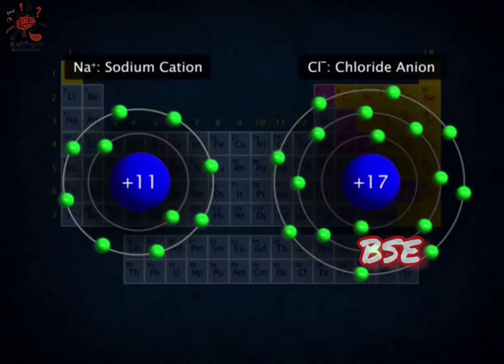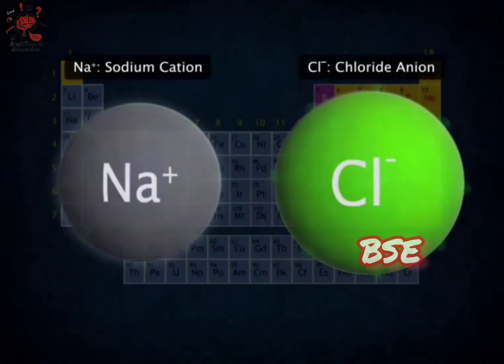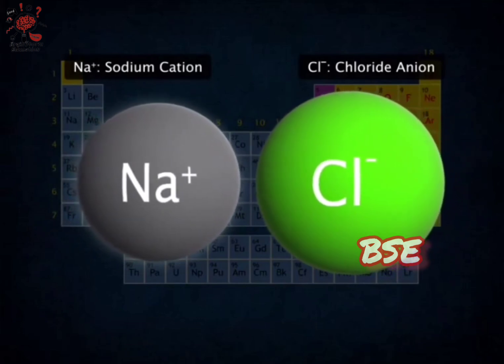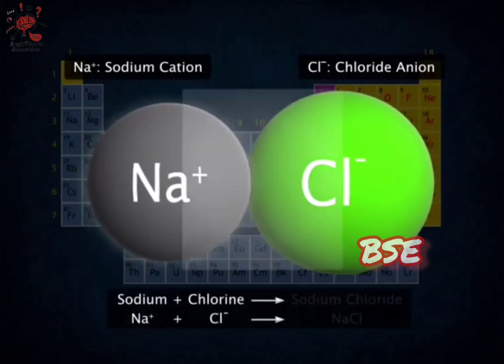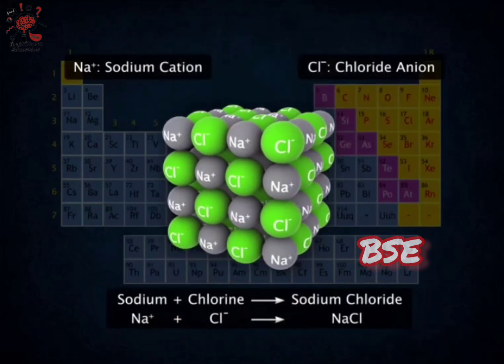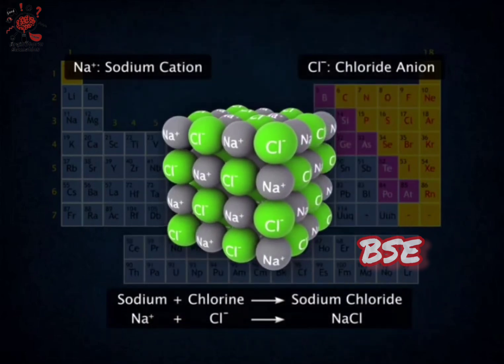The two oppositely charged ions attract each other with strong electrostatic forces to form an ionic compound, sodium chloride. Sodium chloride exists as aggregates of oppositely charged ions.